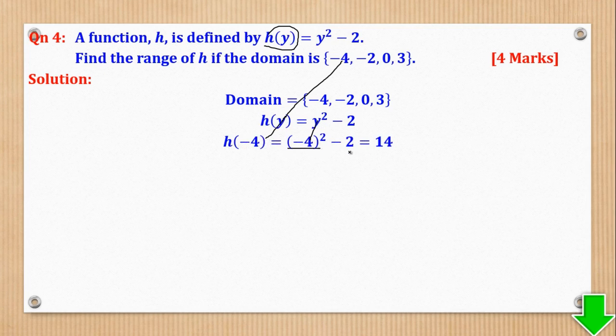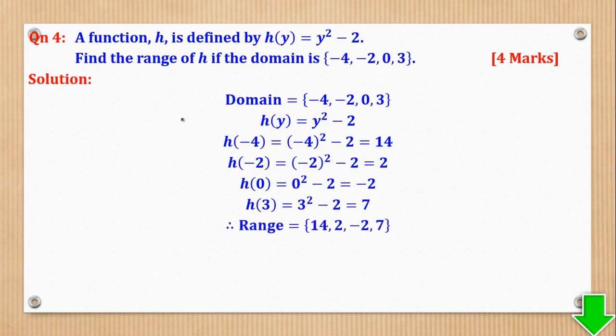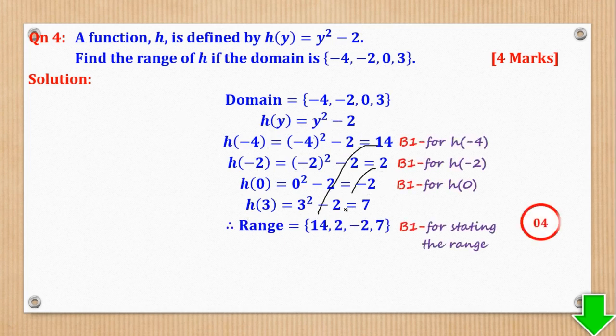So this is 16 minus 2 to give you 14. What about when y is -2? -2 squared is 4 minus 2 gives you 2. When y is 0, 0 squared is 0 minus 2 to give you -2. When y is 3, 3 squared is 9 minus 2 to give you 7. And after that, we can now write our range in order. So this, and that. And that's how you could get the 4 marks.